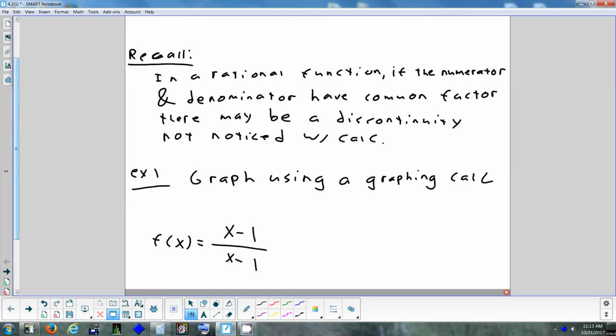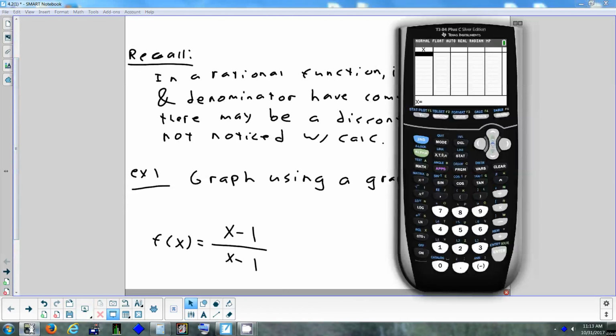So this is going to look like the graph y equals 1. But there's going to be a hole in it. What value of x are you not allowed to use here? 1. If you plug 1 in, you would divide by 0. All right, so let's take a look at it. Let's see what it looks like.